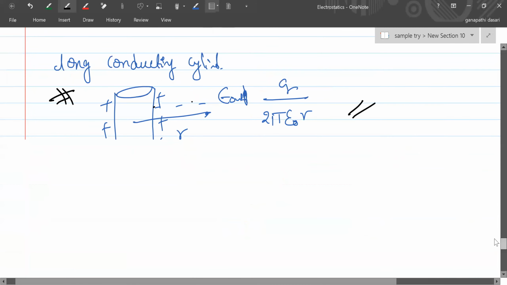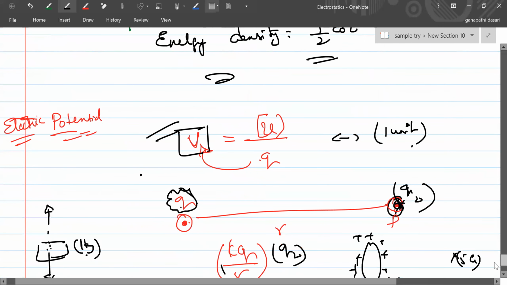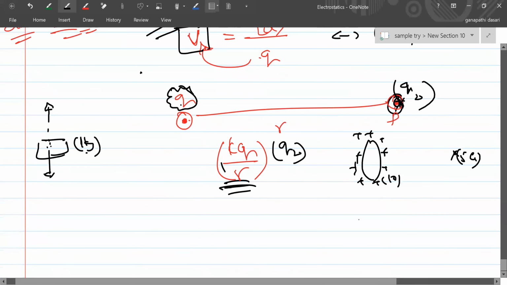You gave something big, sir: 1 by 4 pi epsilon naught into q into 3r square minus x square, divided by 2r cube. That is not for a ring. That is for a solid sphere. For a ring, what is the value? For a ring, it is kq divided by x square plus r square whole to the power of 3 by 2. Is it 3 by 2?